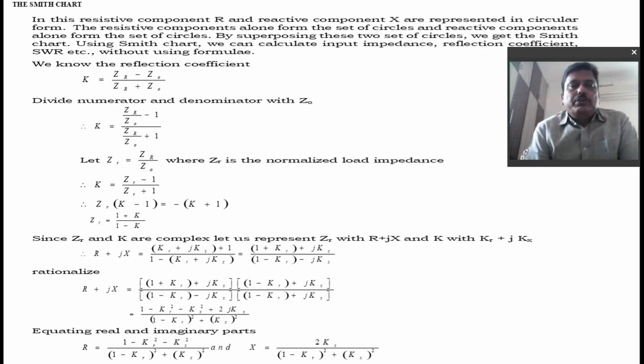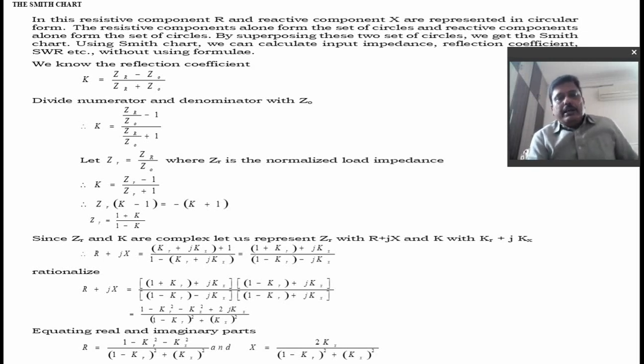We know the reflection coefficient K equals (Zr minus Z0) by (Zr plus Z0). Dividing numerator and denominator by Z0, K equals (Zr by Z0 minus 1) by (Zr by Z0 plus 1). Let z small r equal Zr by Z0, where z small r is the normalized load impedance. Therefore, K equals (zr minus 1) by (zr plus 1). Therefore, zr into (1 minus K) equals 1 plus K. From this, z small r equals (1 plus K) by (1 minus K).